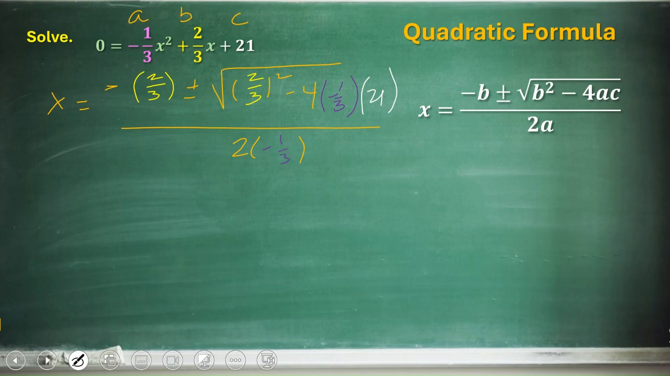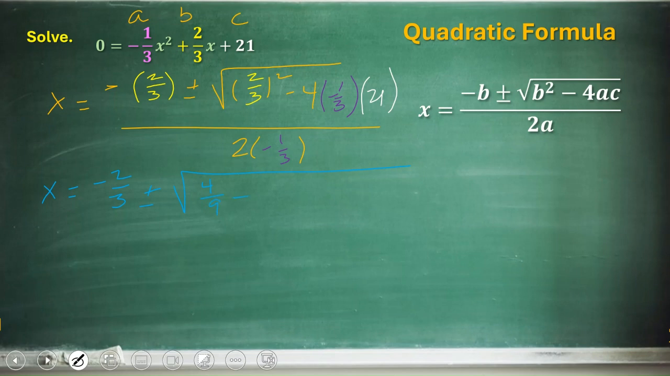So as a quick check, you could see that we've plugged b in twice, we've plugged a in twice, and we've only plugged c in once. So we've substituted correctly. And now we're going to go ahead and simplify. So x equals negative 2/3 is negative 2/3, plus or minus the square root of, we have 2/3 squared. If you remember having a fraction raised to a power, you square both the numerator and the denominator. So 2/3 squared is 4/9.